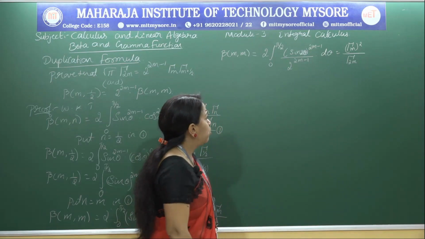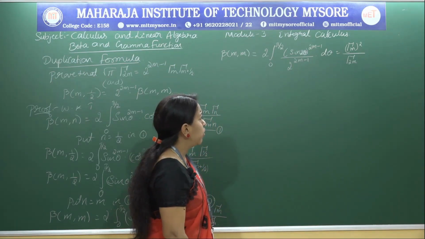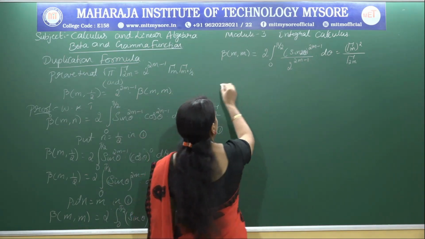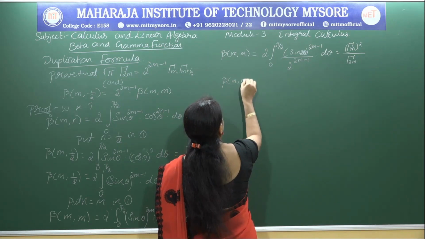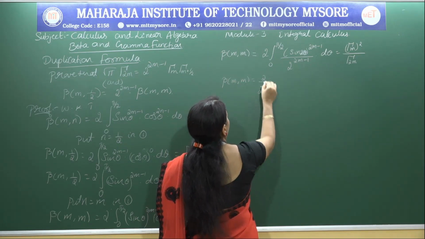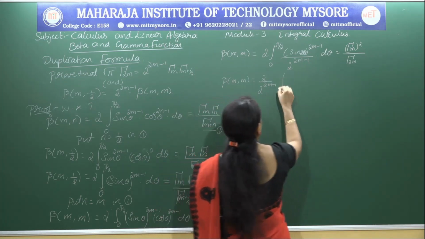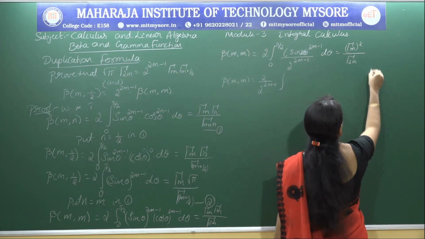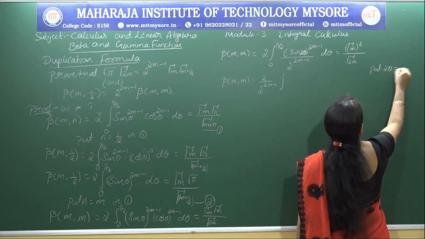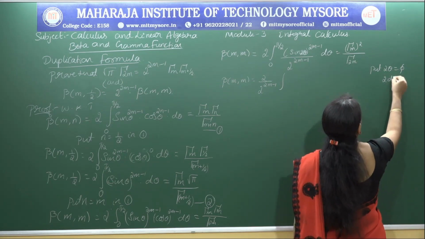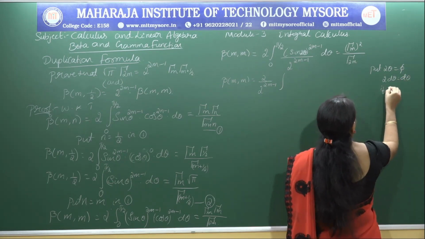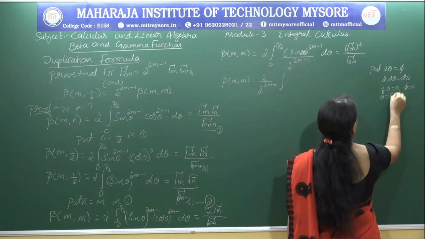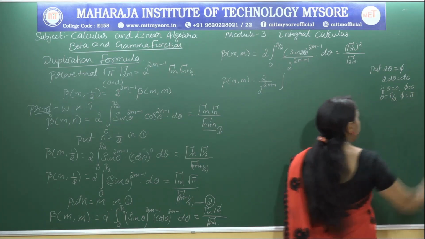Now I will take out that 2 power 2m minus 1 common, and also I substitute 2 theta by another variable, so that beta m comma m is 2 by 2 to the power of 2m minus 1 integral. So I substitute here, put 2 theta is equal to pi, so that 2 times d theta is d pi. If theta is equal to 0, pi is also 0. If theta is pi by 2, pi is pi, right?